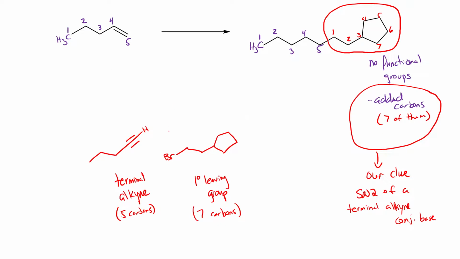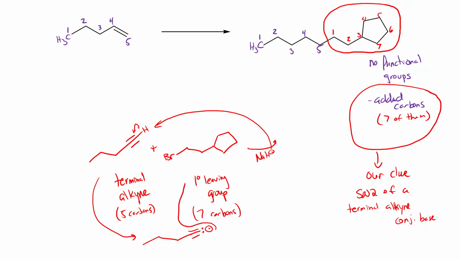All right, so once we do this, if we add these together and add a strong base, I'm going to use sodium hydride, we're going to make the conjugate base of the terminal alkyne. Well, let's do it. Why not? We've got all the time in the world. We're going to make the conjugate base of that terminal alkyne. And then that conjugate base is going to do the SN2 reaction to break that primary leaving group away.